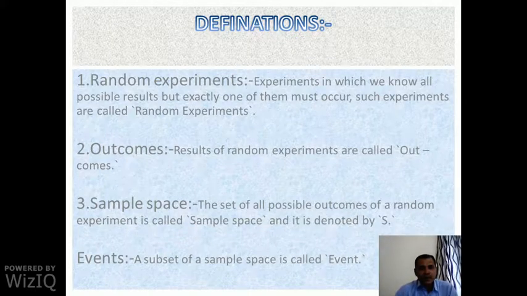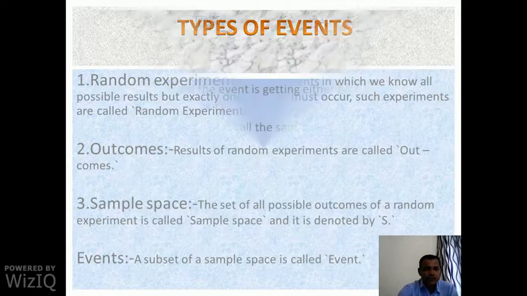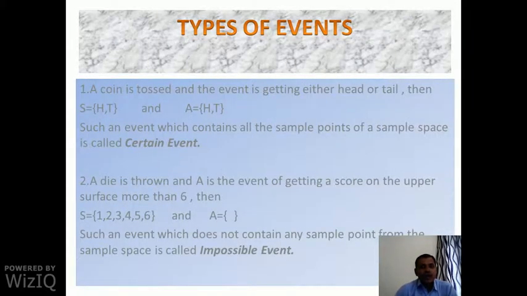Then events: a subset of the sample space is called an event. Then there are some types of events in probability. We will see the types of events, and we will explain them with some examples. If a coin is tossed and the event is getting either head or tail, then in this example the sample space is {H, T}, and the event A is again {H, T}. Such an event which contains all the sample points of a sample space is called a sure event.